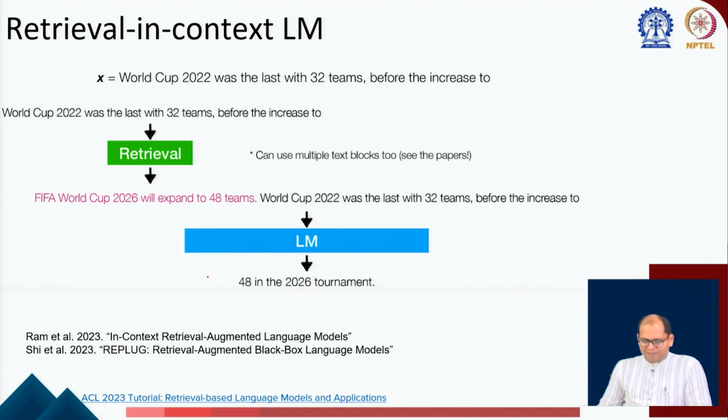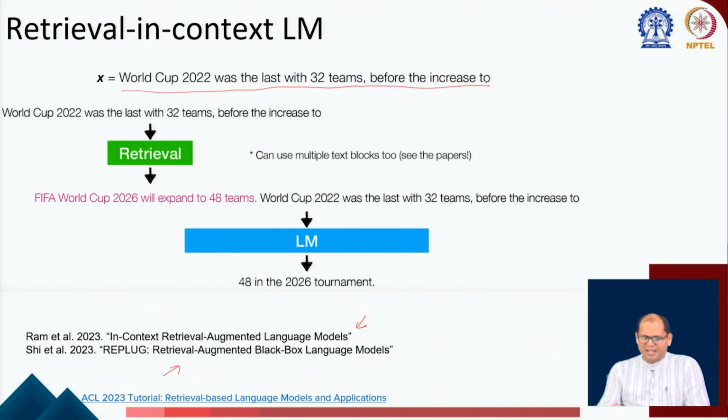So later on there were other papers like In-Context Retrieval-Augmented Language Models and REPLUG. What they said was, let's put it to a language model. The previous one was a BERT model, but let's put it to a decoder language model. Here this is your current input, "World Cup 2022 was the last with 32 teams before the increase to", and you want to complete it.